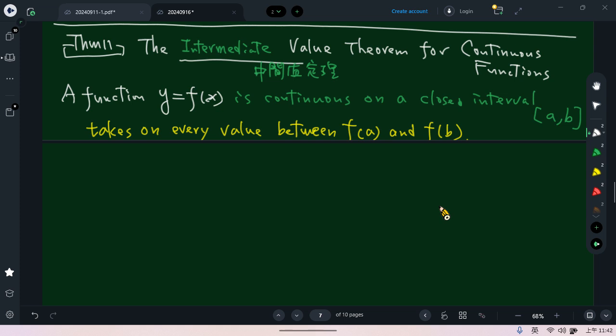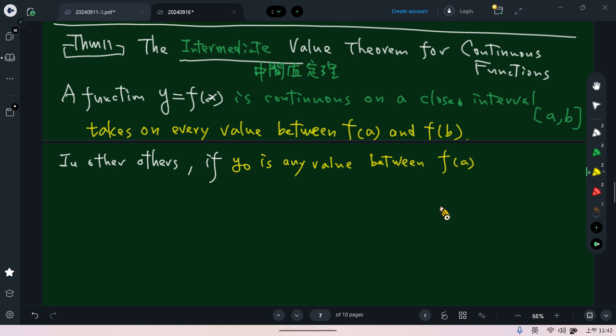So if I convert it into other words, normally we use the following: if y0 is any value between f of a and f of b. Every value between f of a and f of b, you can regard as this y0, right?